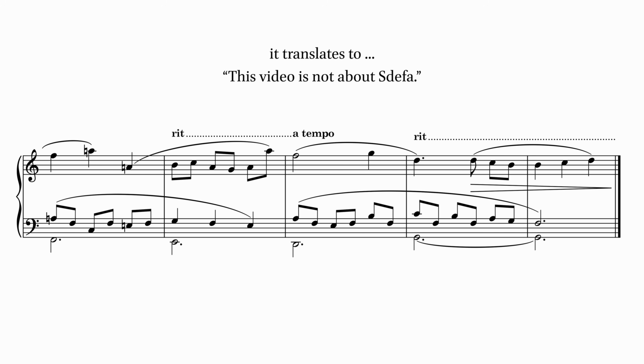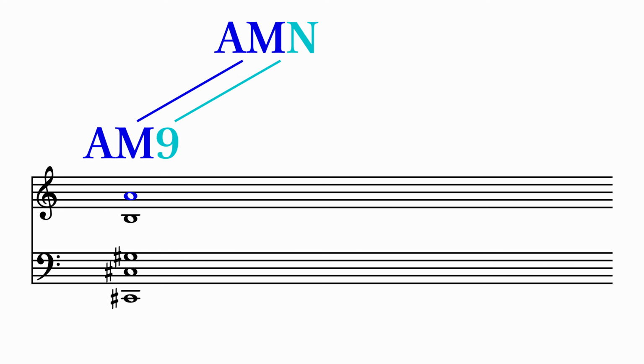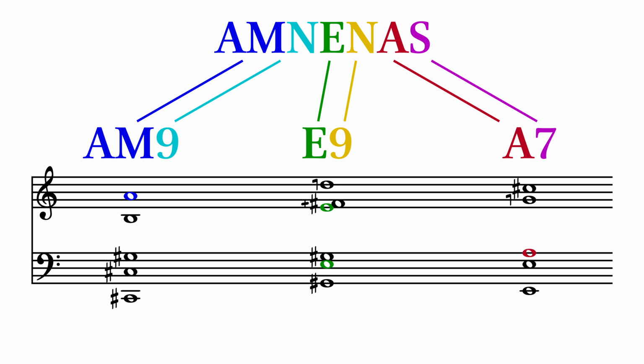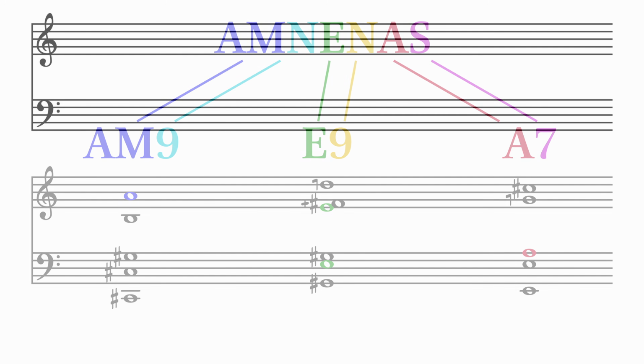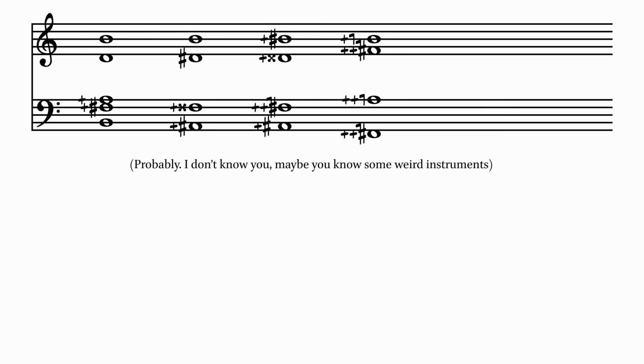This video is not about Stefa. It's about Amnenas, a musical conlang of a more cursed variety. Instead of melodies, it conveys meaning through chords, and instead of using the tuning system called equal temperament, which most instruments you're familiar with use, it uses a system called 7-limit just intonation.